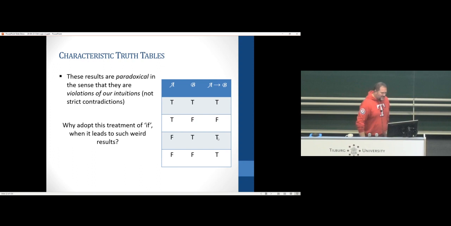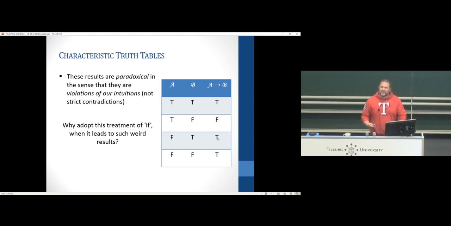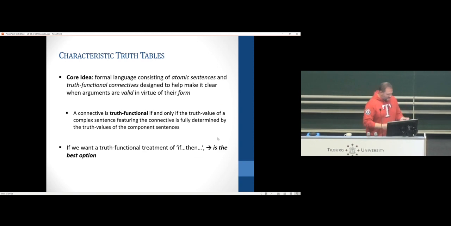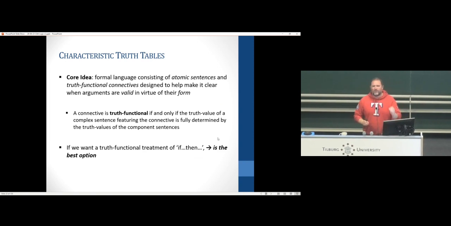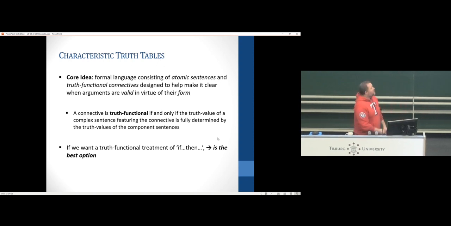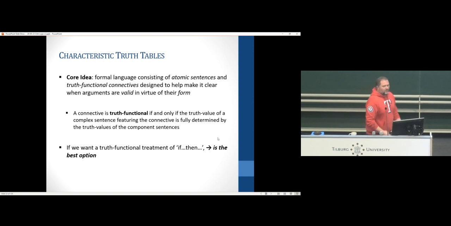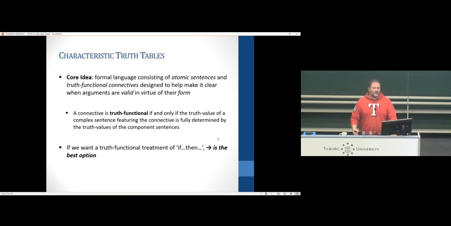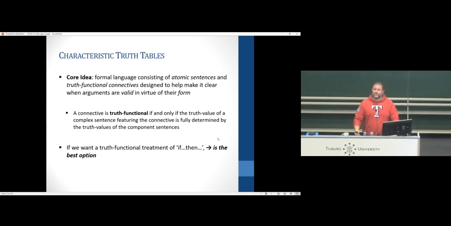So that's kind of the thought here. But I want to take a minute and talk about it, right? So again, and this is useful because it highlights what we're after, why we're doing this, why we're developing the tool. The core idea behind building TFL is a formal language. We want a formal language consisting of atomic sentences, truth functional connectives, to make it clear when arguments are valid in virtue of form. This is what the tool is supposed to help us do.